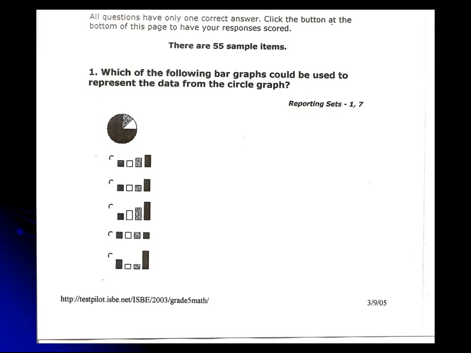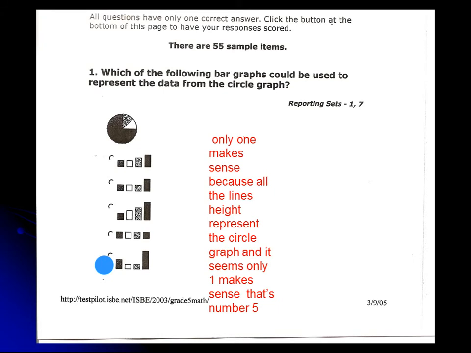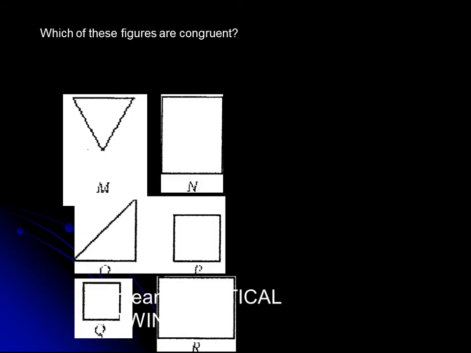Which of the following bar graphs could be used to represent the data from the circle graph? Okay, so there is 50%. So that's the answer right there, because there's a bit right here and a lot on the right, only one here and 2 small ones which are about equal. The only one that makes sense is D, because all the lines and heights represent the circle graph. The only one that makes sense, and that's number 5. Nice. Oh, that was a good one.